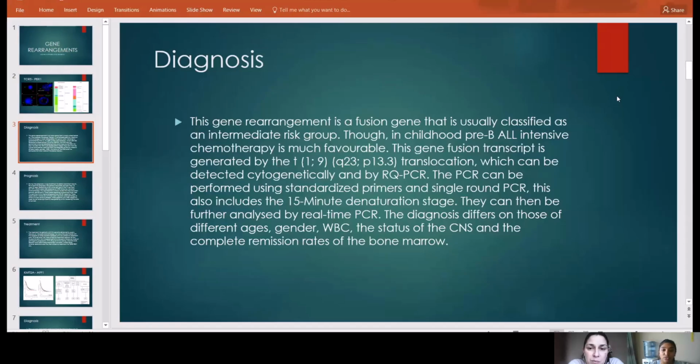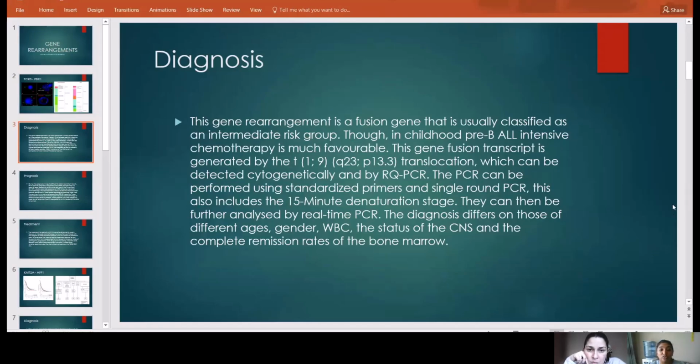This gene arrangement is a fusion gene that is classified as an intermediate risk group, though in childhood pre-BL, intensive chemotherapy is much favorable. This gene fusion transcript is generated by this translocation, which is found on chromosome 1 and 9. And this can be detected cytogenetically and by RQ-PCR. The PCR can be performed using standardized primers and single-round PCR. This also includes the 15-minute denaturation stage, and they can then be further analyzed by real-time PCR.